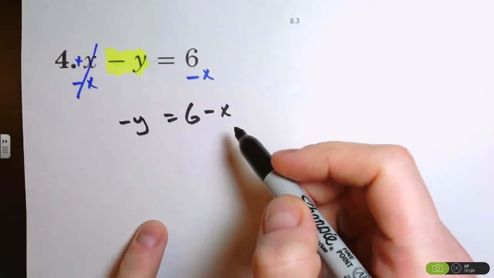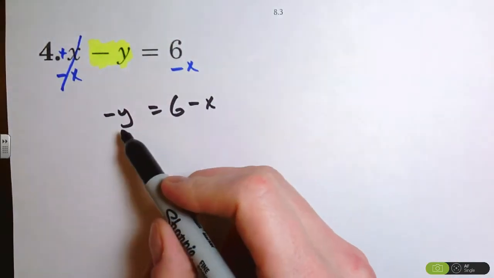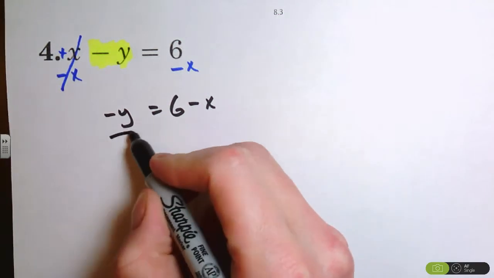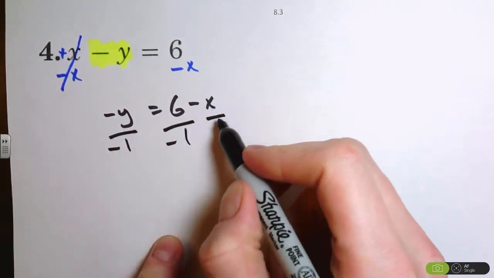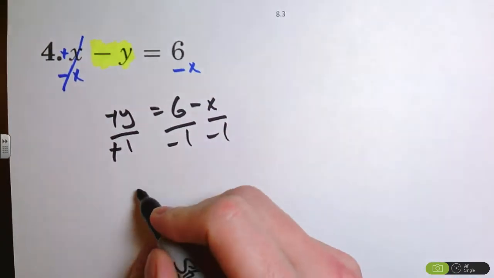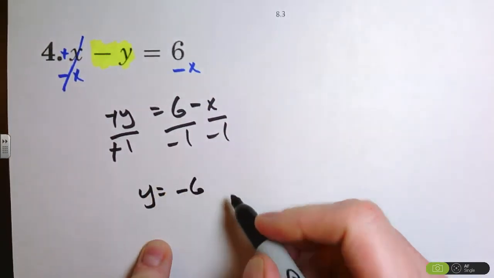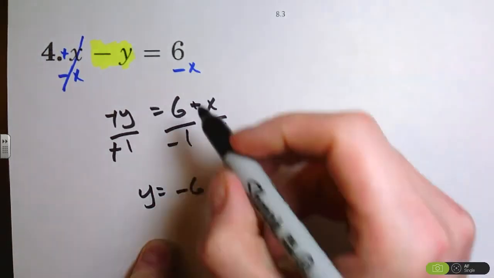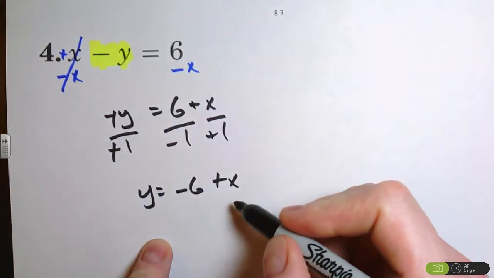And then the very last step: this is negative y. I don't want negative y, I want positive y. So I have to divide everything by -1 to switch that sign to positive y. That now gives me y equals -6 plus x.